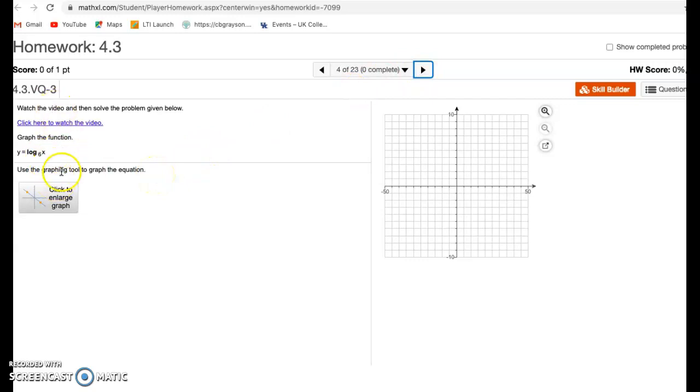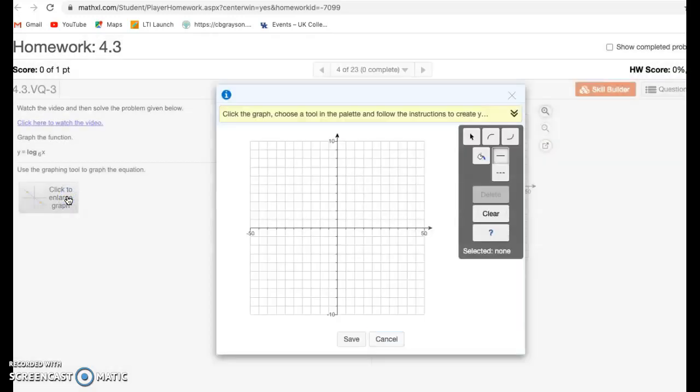Starting with your number 4 homework on 4.3, it says to graph this function. So it won't let you actually click on this graph and graph it like you may know to do by point plotting, which I like, and that's probably my base way to do it and for the understanding. But this particular technology doesn't allow you to point plot.